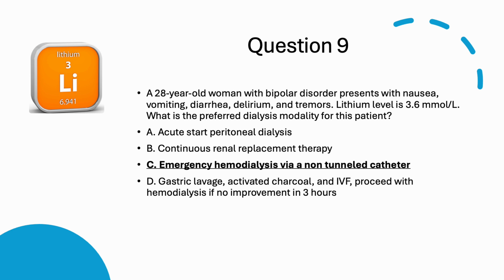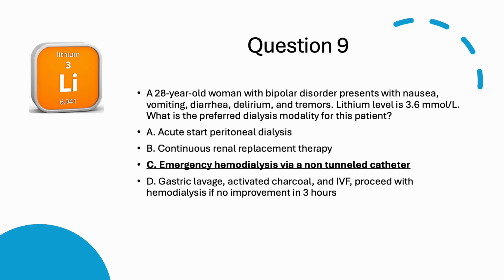Option A is incorrect. Peritoneal dialysis would be very slow, very ineffective to remove lithium. We need something to happen now. Same for B. Continuous renal replacement therapy takes hours, so many logistics to get the solutions ready, and we need a fast dialysis, not a continuous and slow dialysis. Option D is a horrible option. You don't have time. You're not going to wait more hours. Gastric lavage, activated charcoal, IV fluids, all good. Do all that if you want, but you still have to do dialysis.